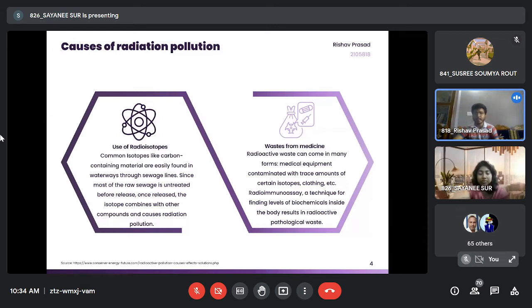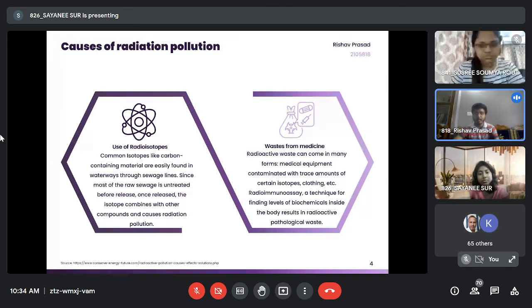Healthcare facilities employ radioactive materials in both diagnostic and treatment procedures. Radioactive waste can come in many forms: medical equipment contaminated with trace amounts of certain isotopes, clothing, biological material, and the radiation source of radiation therapy, for example, a cobalt block.